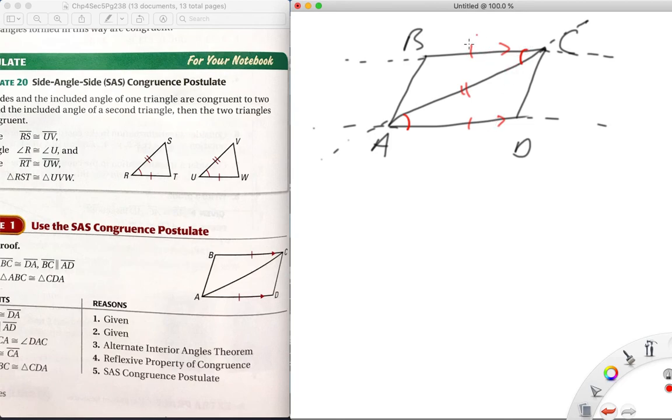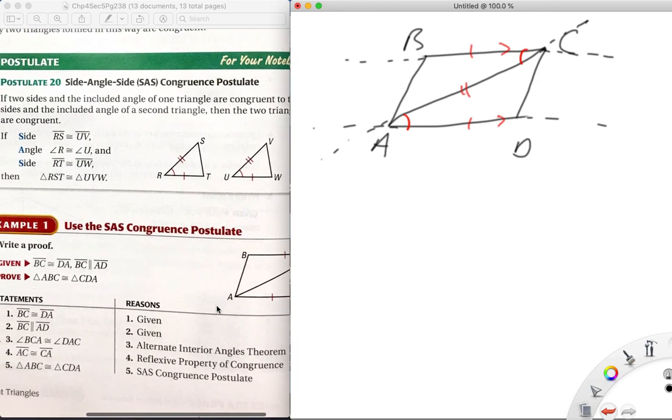So I have enough angles. I have enough information. Side angle side, side angle side. So I can use side angle side to prove these guys congruent. And here's the proof. Given, I don't know why they did it twice, but you can write it in one step.